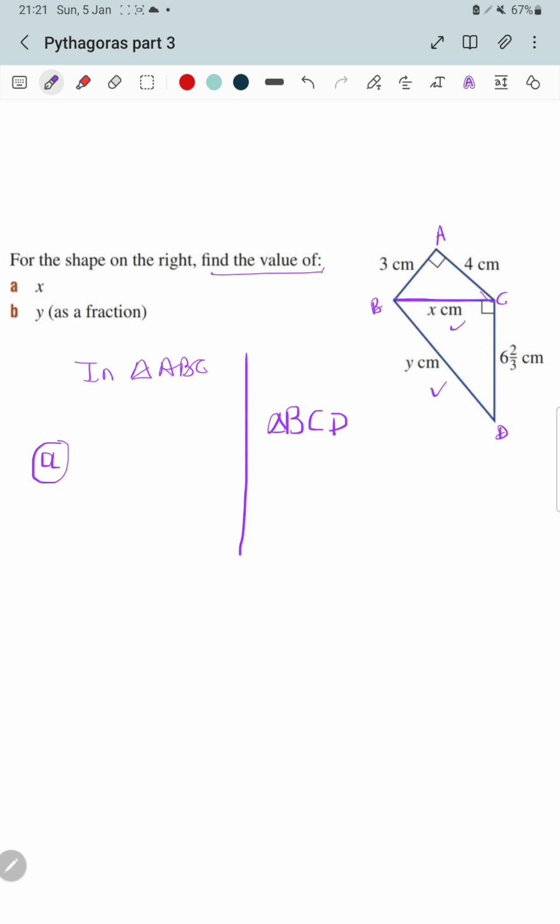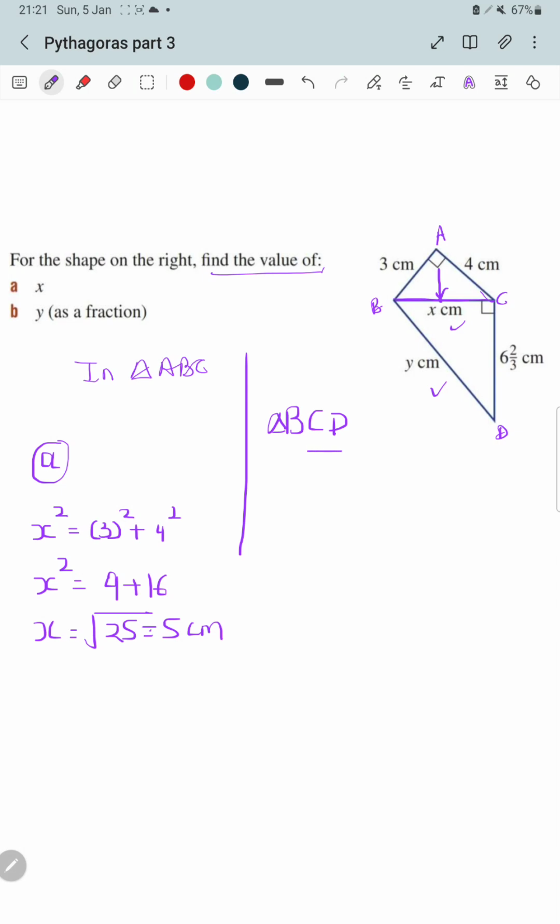Now the most important thing is to recognize where the hypotenuse is. Here is the 90-degree angle. The side opposite to that is the hypotenuse. So x is the hypotenuse and I will apply the Pythagoras theorem. So x squared is equal to 3 squared plus 4 squared. So x squared is equal to 9 plus 16, and x will be equal to the square root of 25, which is 5 centimeters. Here only the plus sign we will be considering because it is representing the length.